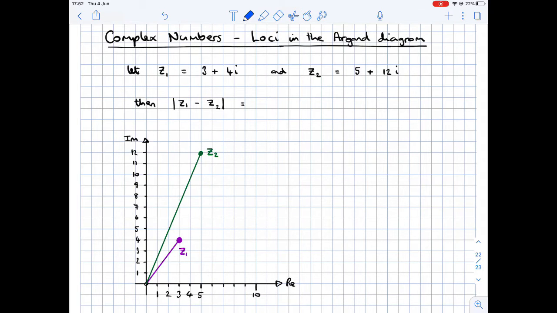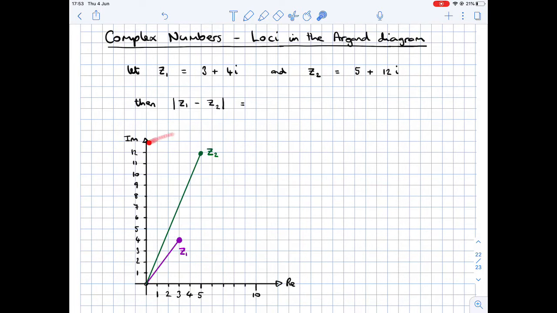Complex numbers leading on to loci in the Argand diagram. Here we can see we have the complex number z1, which is equal to 3 plus 4i, and z2, which is equal to 5 plus 12i. Then we want to find the modulus, in other words the magnitude, of z1 minus z2.